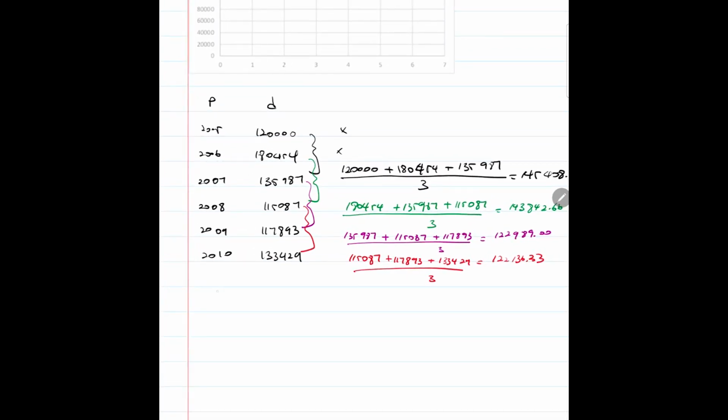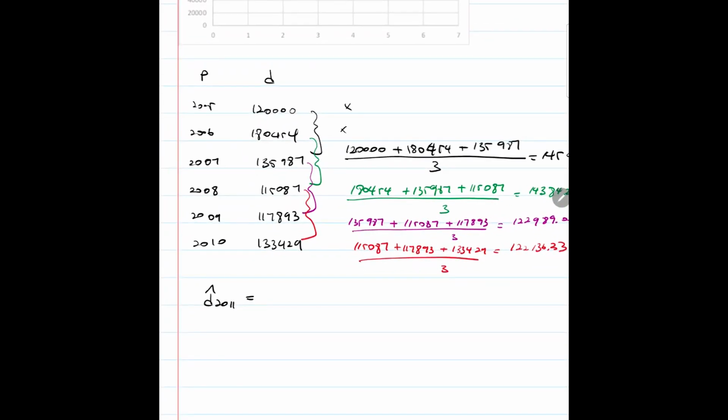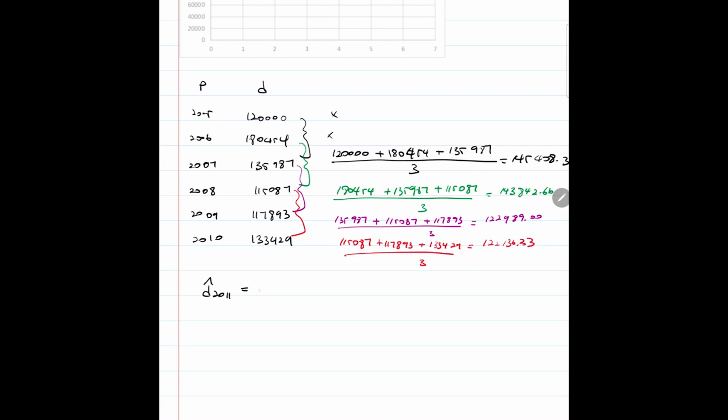expected demand on year 2011 is going to be 122,136.33. So let's round it up. Okay, so we expect that number of patties that we might need in year 2011.